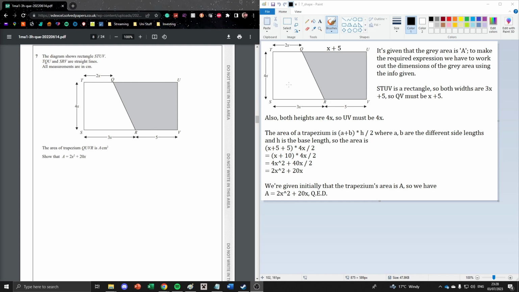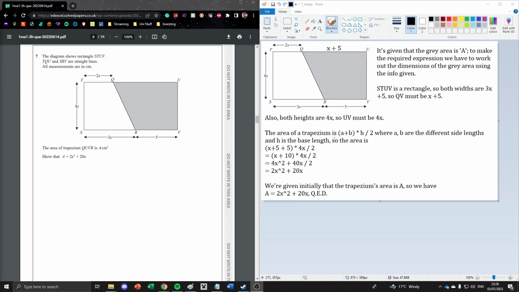So immediately we can see STUV is a rectangle, and so these opposite sides must have the same length. So if down here we have 3x plus 5, up here we must have 3x plus 5 also. So obviously if this is 2x here, then this must be x plus 5 here, QU. And UV must be the same as TS, so that's just 4x.